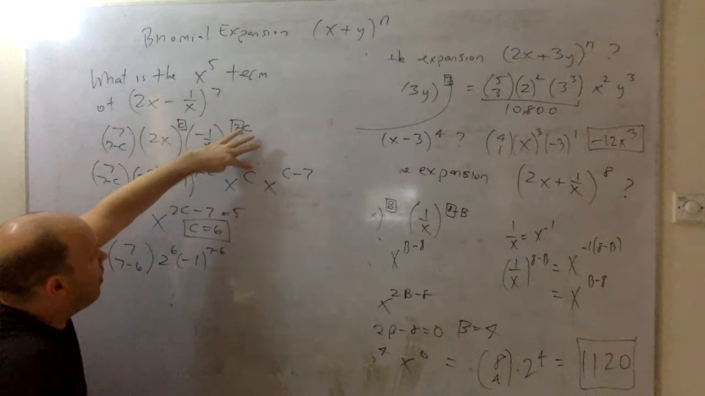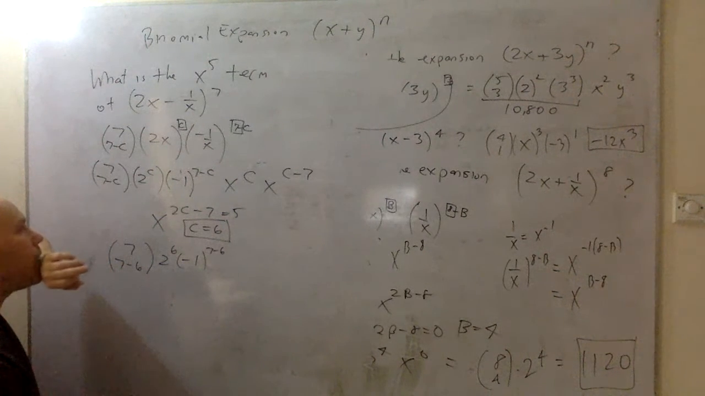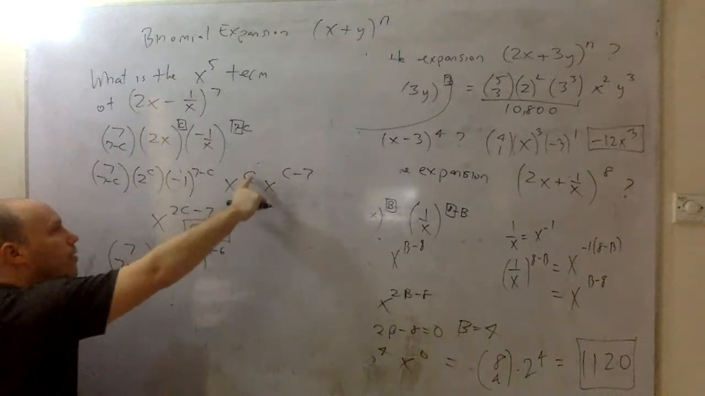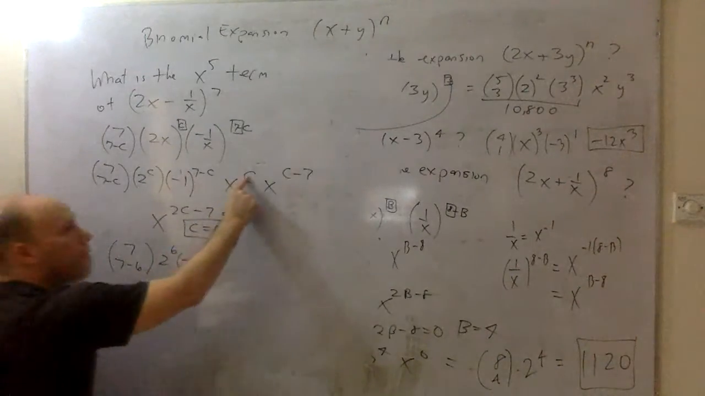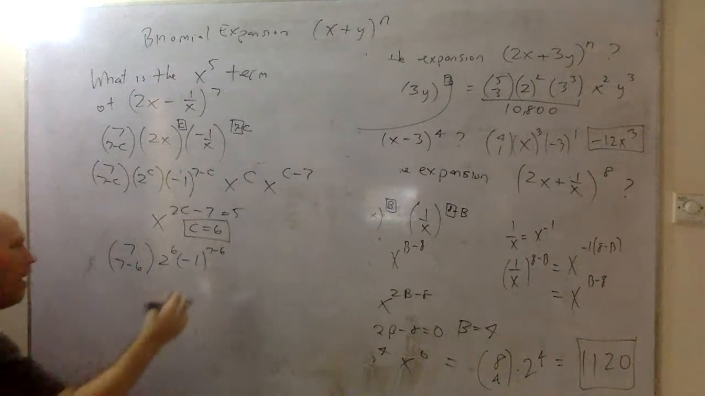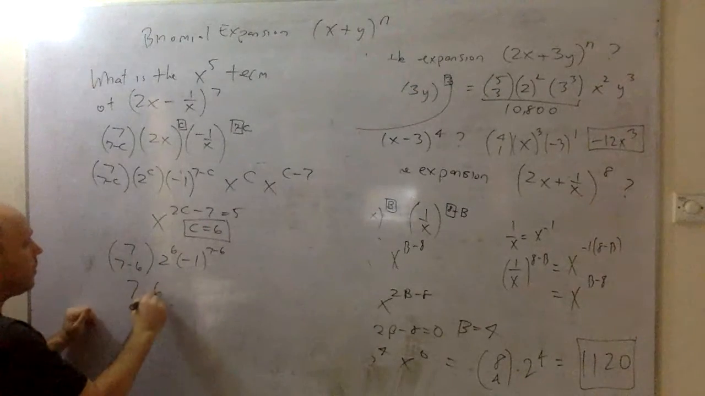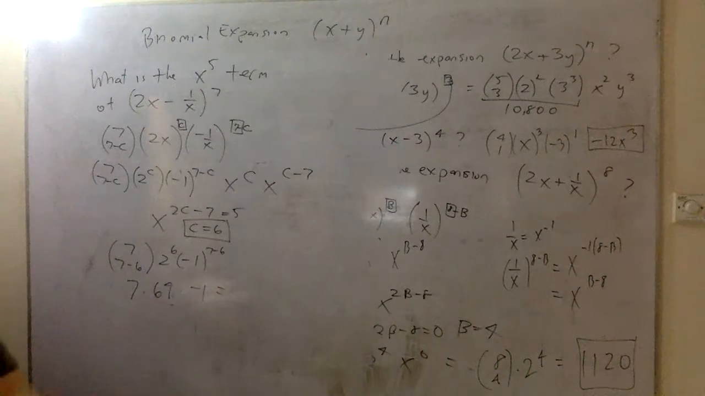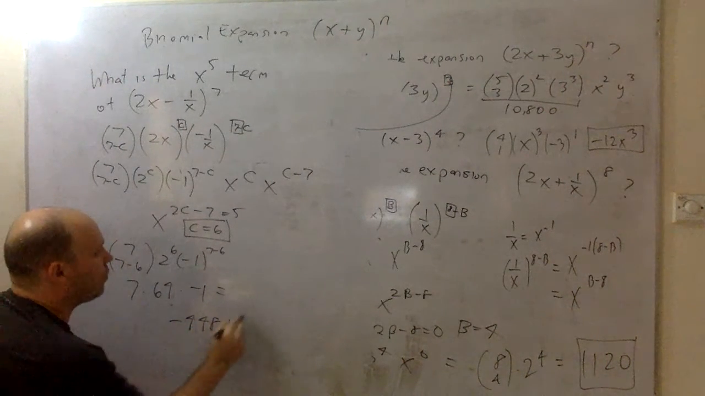Because, what do we have here? Yeah, 2c minus 7 with c equal to 6, that's 12 minus 7, so 5. Sorry about that. And so we know we have x to the 5th. So let's see. This is 7 choose 1. This is 7. 2 to the 6th is 64. Negative 1 to the 1st is negative 1. Final answer is negative 448 x to the 5th.